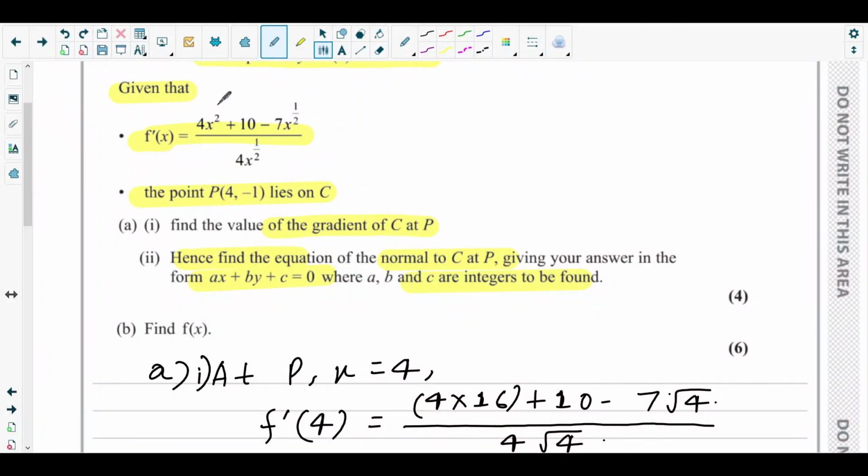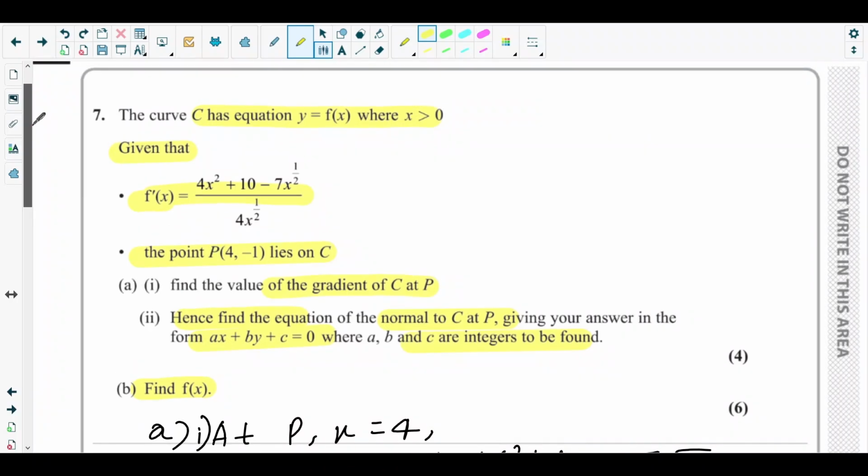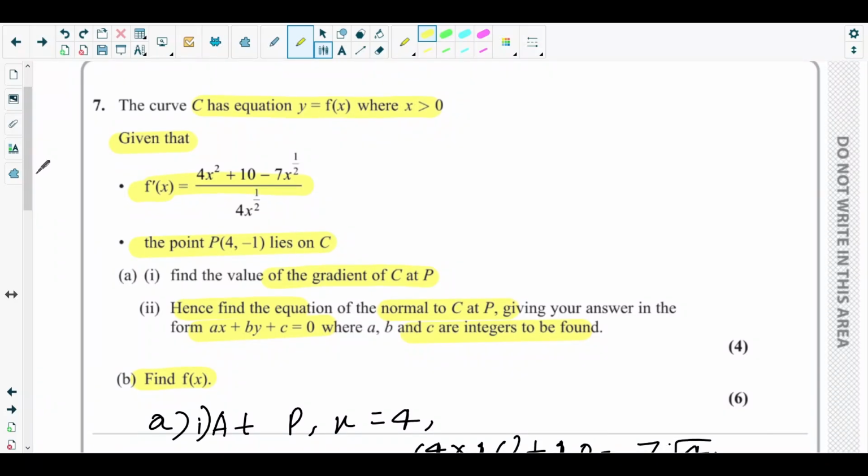Okay, next is part B. In part B, the question is asking to find f of x. Here we are given the gradient function of the curve C. We know that the gradient function is found by differentiating f of x, right? So that means if we do the opposite of differentiation, that is, if we integrate f dash x, we will get the original function, that is f of x.